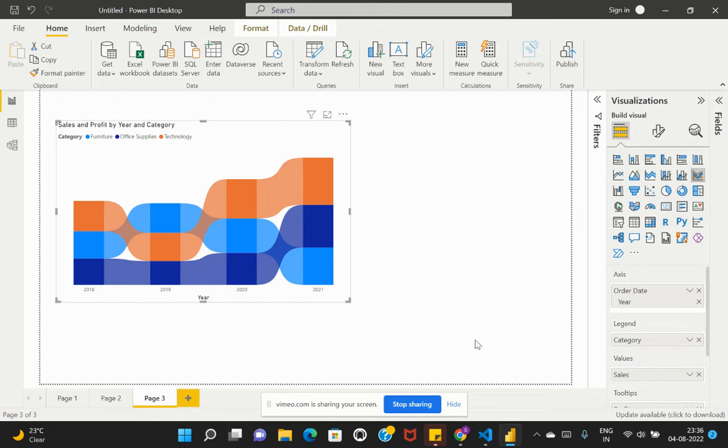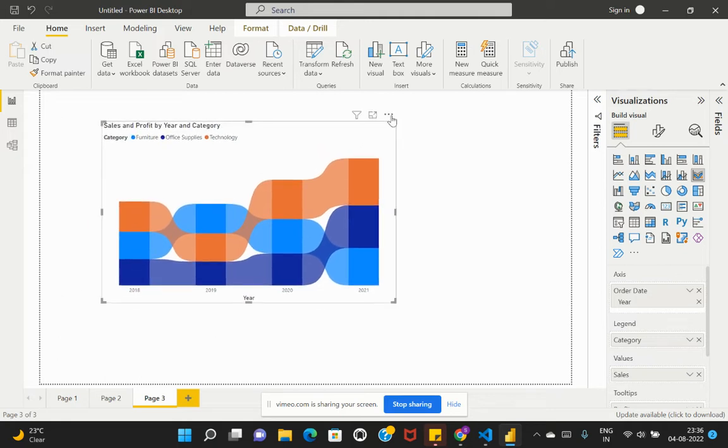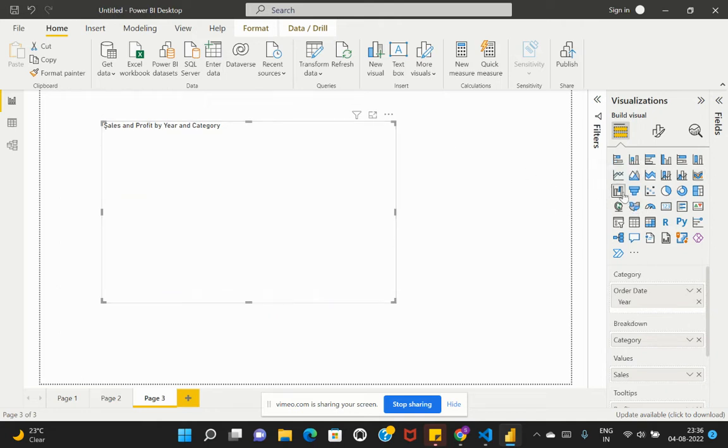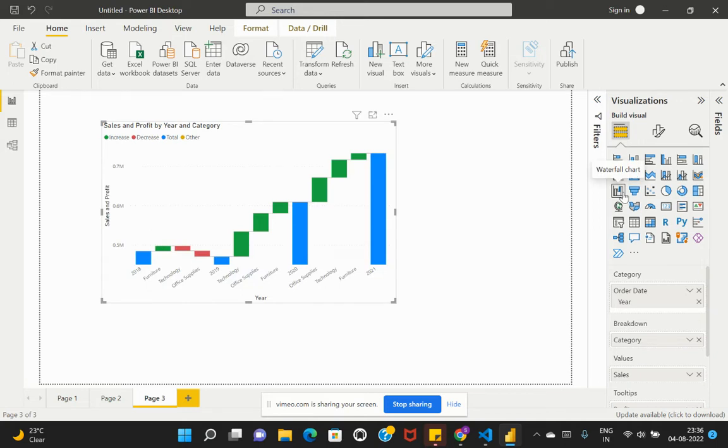So let's quickly get into the demo part. Here, I'm just reusing the existing visual from my previous video, which is my ribbon chart, and I will try to convert this into a waterfall chart. In order to convert this, I can just select this existing visual and select the waterfall chart from my visualization pane. The moment you select this visual, the chart has been transformed from a ribbon chart to a waterfall chart. So this is one way of doing it if you have an existing chart.